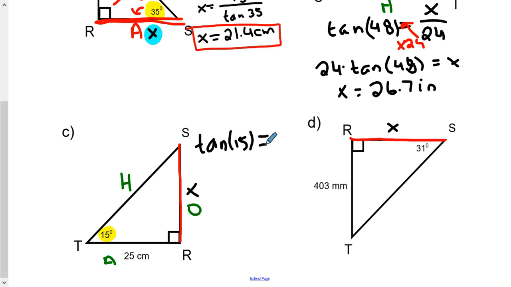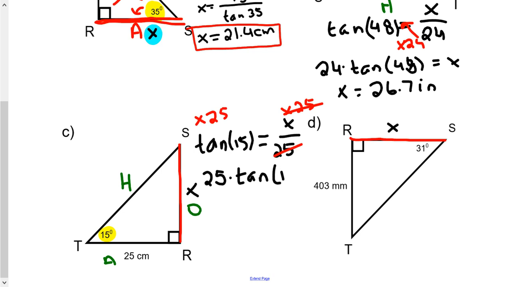My opposite goes on top. It's an x on top again this time. My adjacent, 25 centimeters, goes on the bottom. I'm cross multiplying, or another way to think of it, I'm multiplying by 25 because right now 25 is in the denominator. If I bring a common factor into the numerator, they cancel each other out. They reduce. But that makes the left side 25 times bigger as well. 25 times tangent of 15 is x.